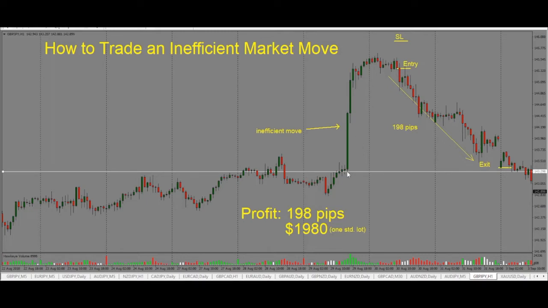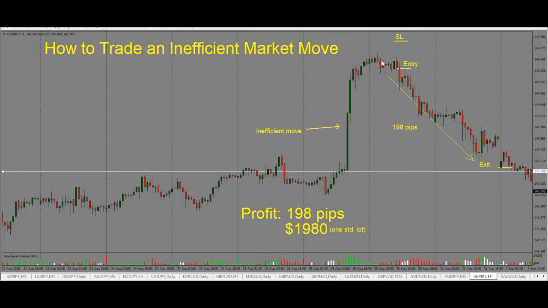In this case, we see that price just took off from here and moved all the way up and didn't really stop. So an efficient move is more like this, where price goes back and forth. An inefficient move is where price takes off suddenly. So first step here is to identify an inefficient move, which is this over here. And then we're looking for price to stabilize.